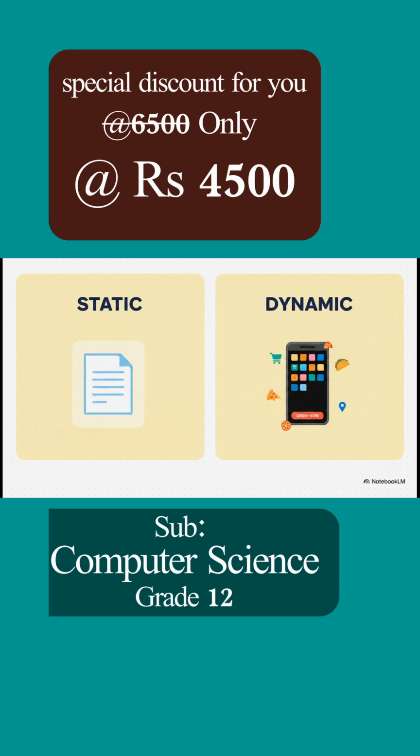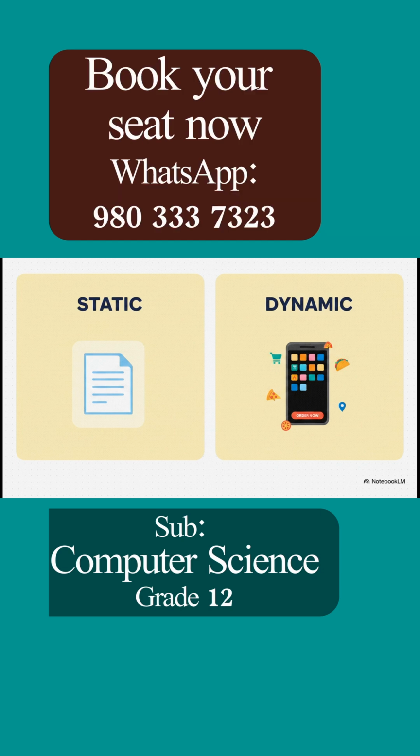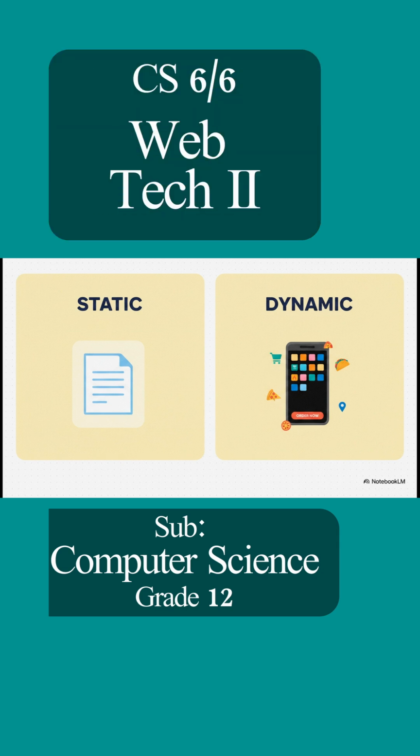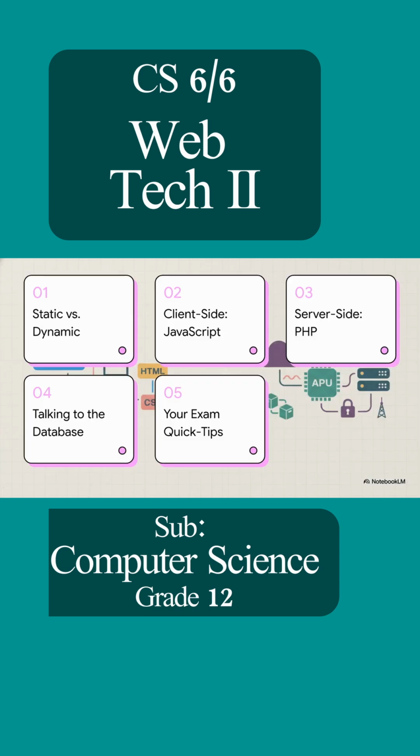Think of a static site like a PDF menu. Sure, you can read it, but you can't click to order, right? It doesn't do anything. A dynamic site, on the other hand, is like your favorite food delivery app. You can tap, swipe, search, order. It actually responds to what you do. It's interactive. It's alive.